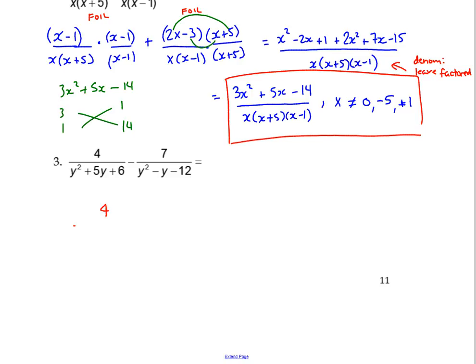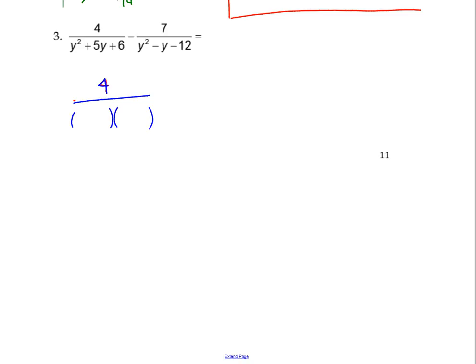Let's use 4 over. What does that factor to? Y, and our two numbers, our product is 6, our sum is 5. 6 and 1 or 3 and 2? 3 and 2, good. Minus 7 over. Okay, we want to add to negative 1, multiply to negative 12. Probably 4 and 3. Which one's positive? 3. Positive 3, negative 4. Good.